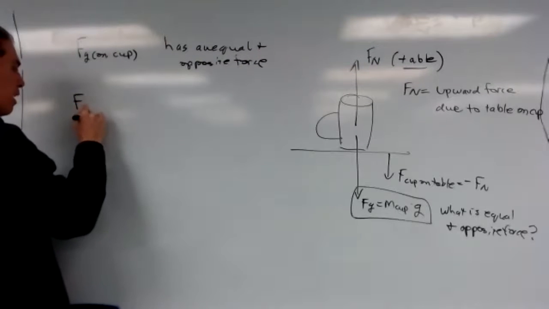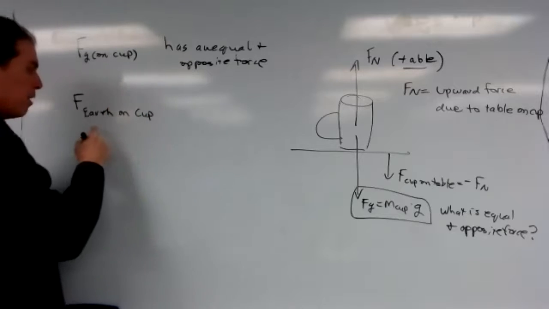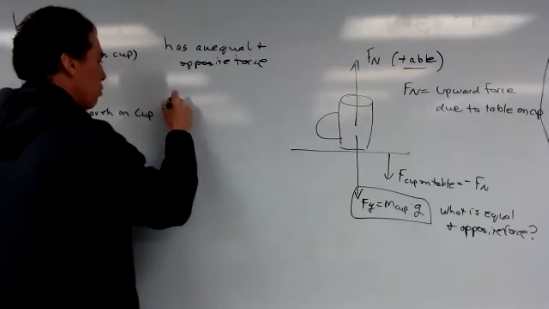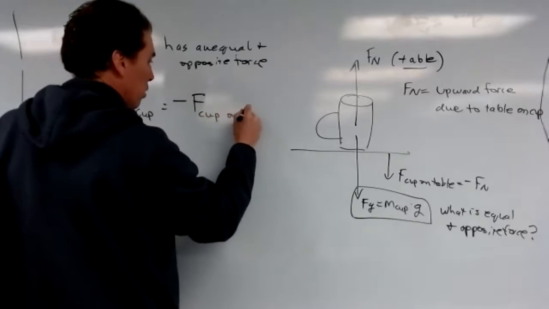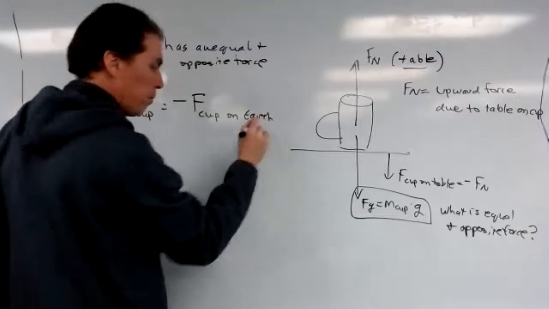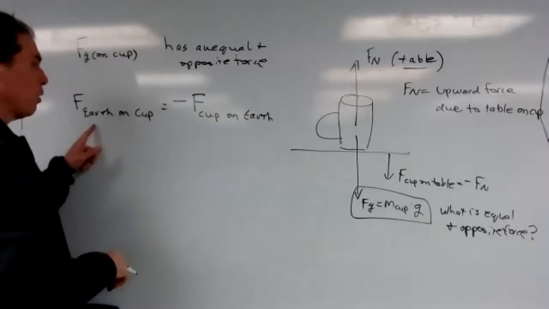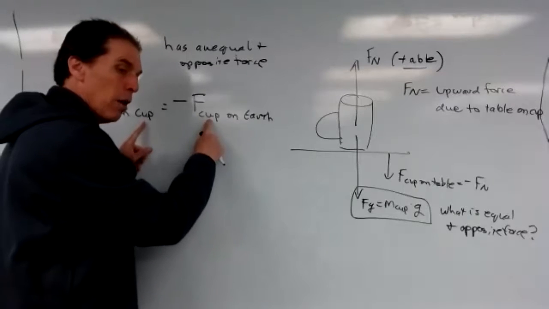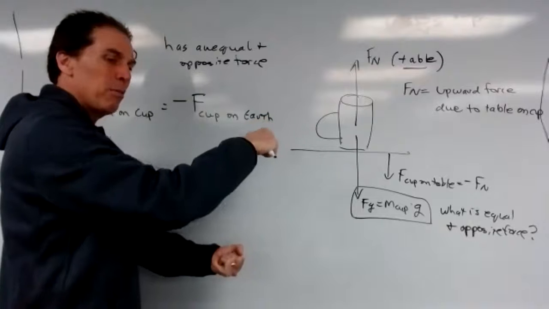If I write it this way, the force due to the Earth on the cup, this thing that I call the force of gravity, is equal to minus the force of the cup on the Earth. That is to say that the Earth is pulling down on the cup exactly as hard as the cup is pulling up on the Earth.